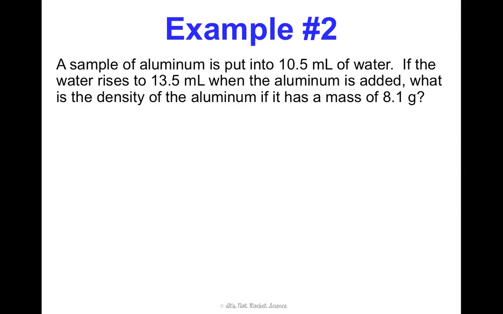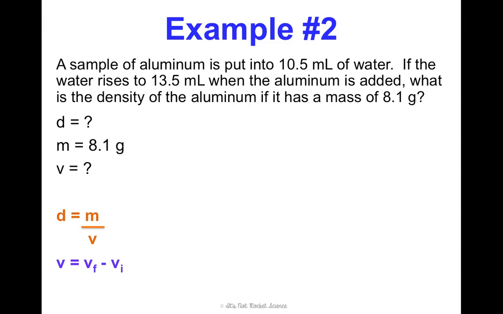Let's say a sample of aluminum is put into 10.5 milliliters of water. If the water rises to 13.5 milliliters when the aluminum is added, what is the density of the aluminum if it has a mass of 8.1 grams? So I'm looking for density. It has a mass of 8.1 grams, and we don't know volume, but we know that we need volume to find density. We can't do length times width times height or anything like that because we don't know the shape of this aluminum. But we are able to do water displacement.